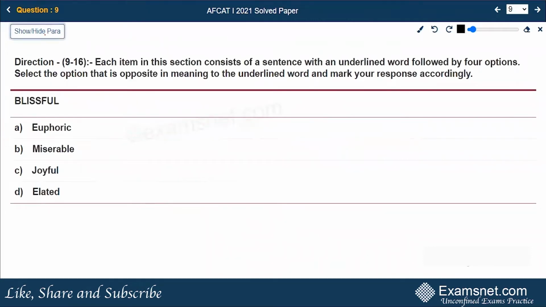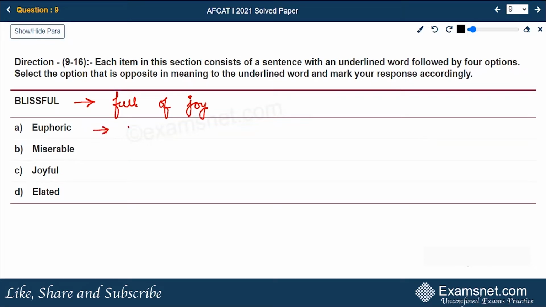From questions 9 to 16, you have to pick up the opposite word. Previously, we were underlining, we were picking up the synonyms. Now you have to pick up the antonyms. The first word is blissful. The options available are euphoric, miserable, joyful, elated. Let's see the meanings of each of them. Blissful means full of joy. Anything or anybody which is full of joy is called blissful.